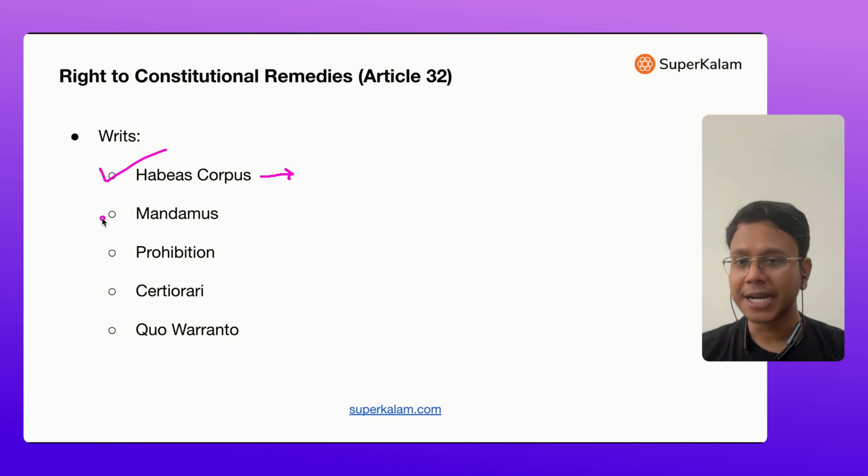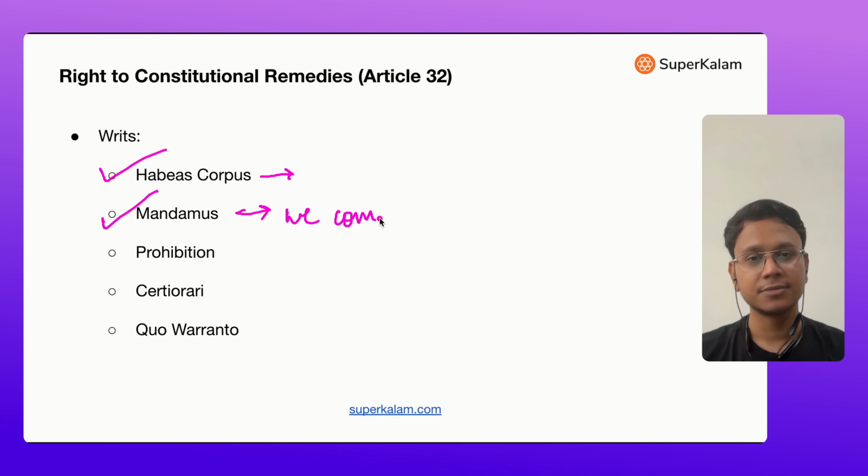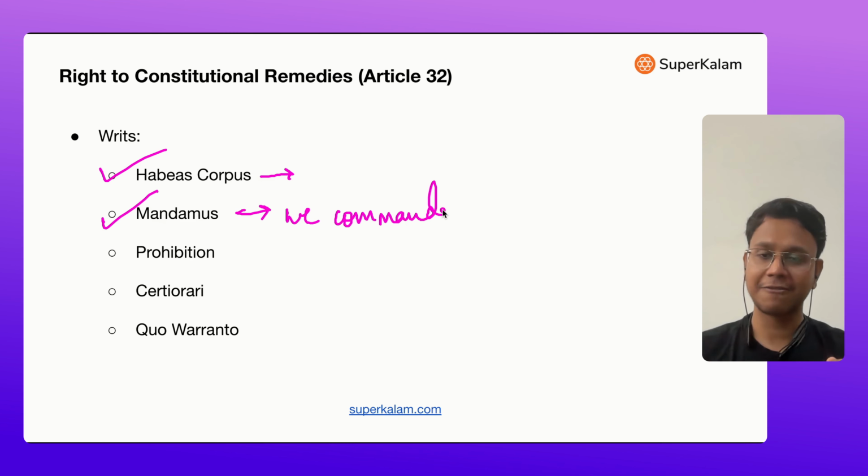Then there's a writ of mandamus, which is issued by the judiciary. Mandamus means we command. Under this, the judiciary, the Supreme Court precisely under Article 32, can command any officer, any official: why are you not doing this particular duty which is assigned to you? You have to do this duty. We are commanding that you do this duty. That is the writ of mandamus. Then there is the writ of prohibition.